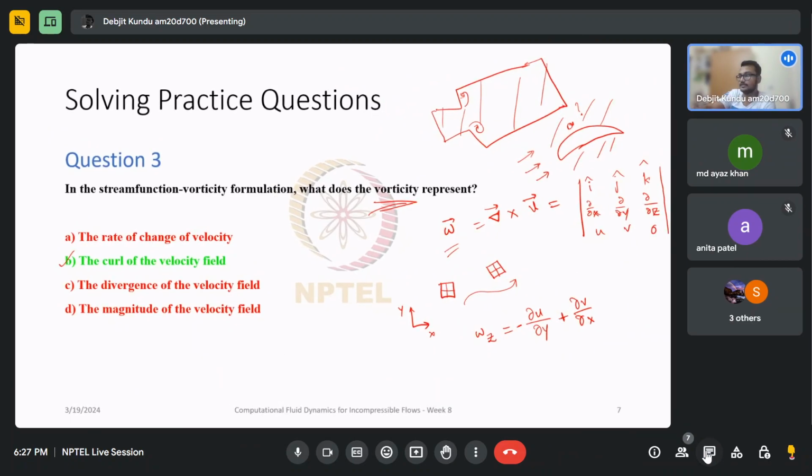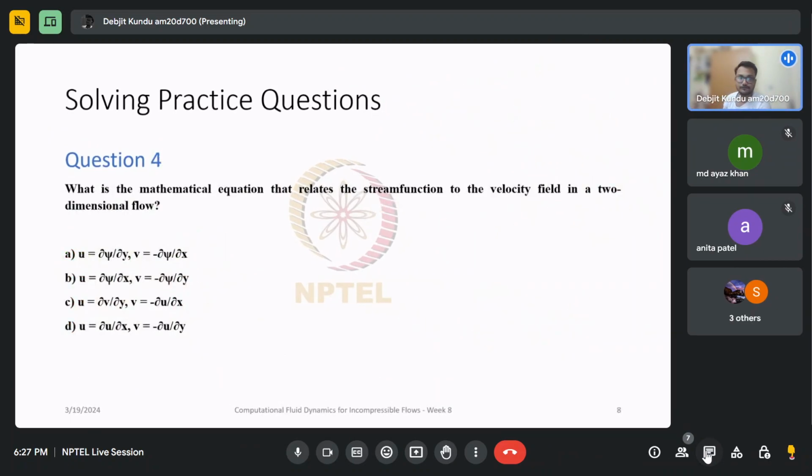All right, so let's move along. We'll move on to question number 4. This is a very simple question. It's asking us, what is the mathematical equation that relates the stream function to the velocity field? So this is just simply how psi is related to u or v.